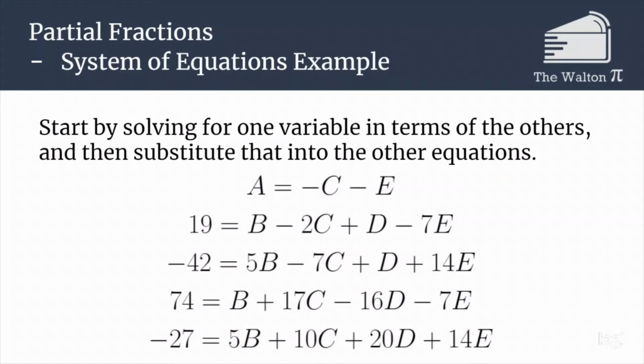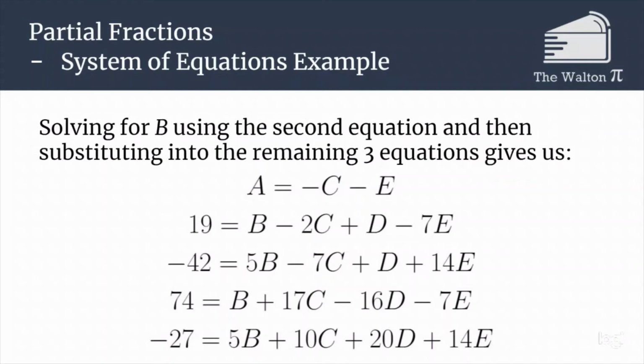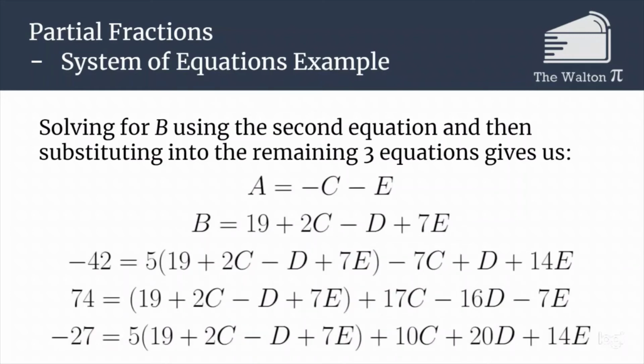Now in our next 4 lines, we are going to try and solve for another variable in terms of the others. So now, using the second equation, we can solve for B and substitute that into everything else. We find that B is 19 plus 2C minus D plus 7E, and we can plug that in everywhere else there was a B.